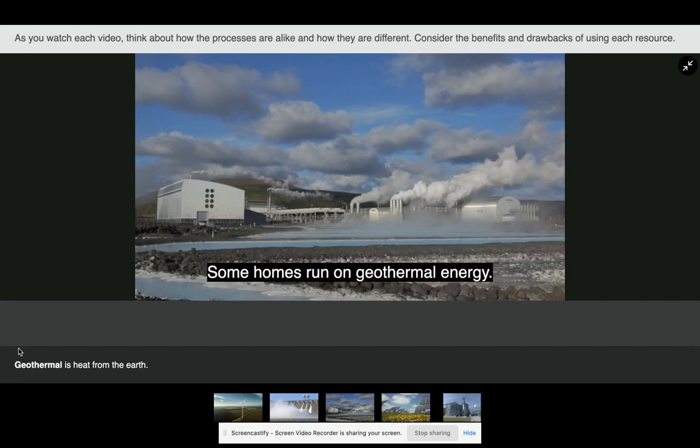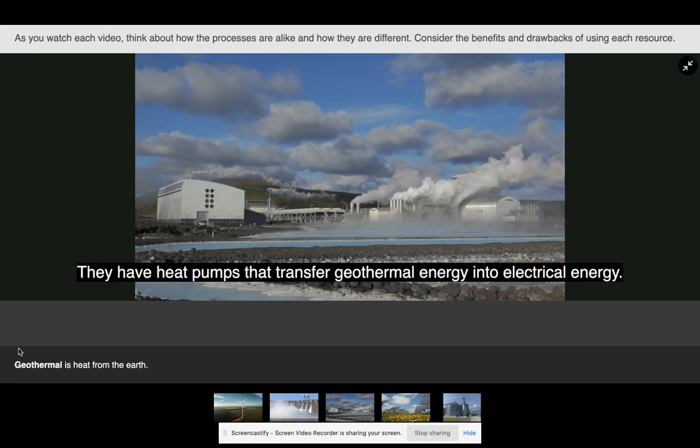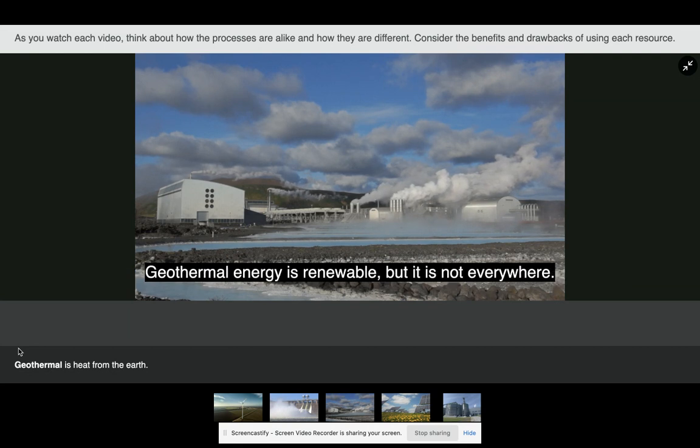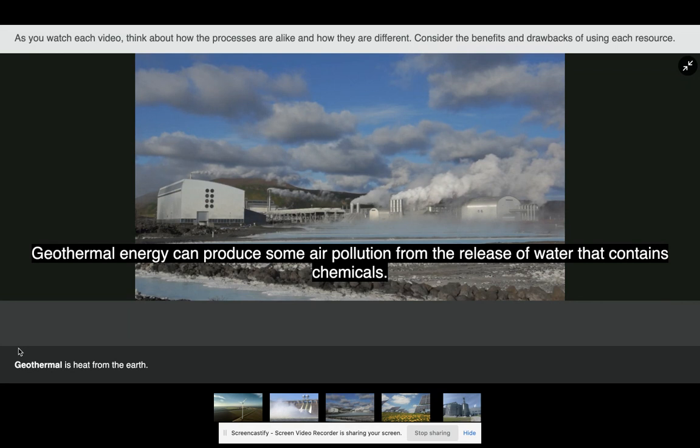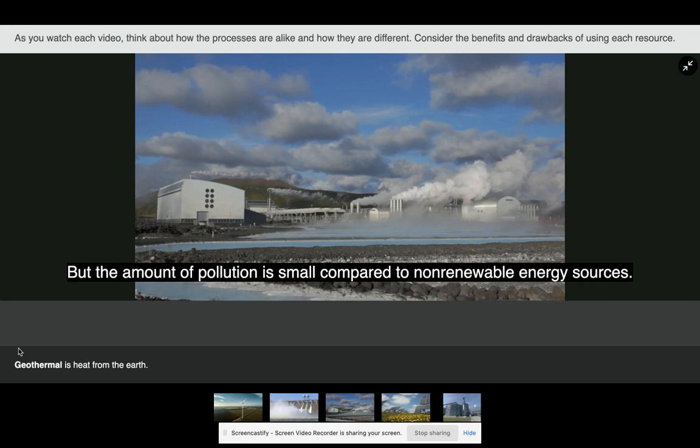Some homes run on geothermal energy. They have heat pumps that transfer geothermal energy into electrical energy. Geothermal energy is renewable, but it is not everywhere. The hot rock and steam that produce it are found in a relatively small number of areas. Geothermal energy can produce some air pollution from the release of water that contains chemicals, but the amount of pollution is small compared to non-renewable energy sources.